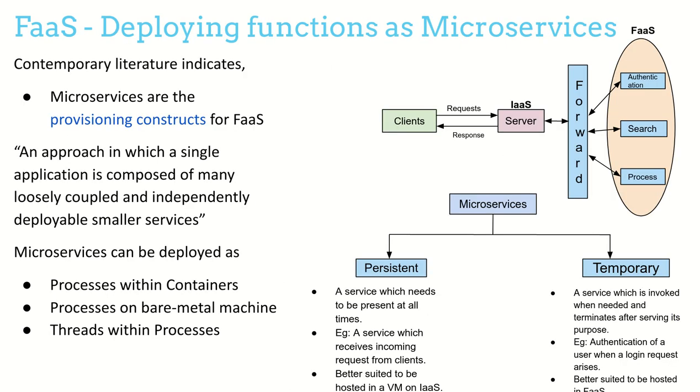So in the contemporary literature, microservices are the provisioning constructs for FaaS, and they can be deployed as processes within containers or processes on bare metal machines. Usually there are two types of microservices.